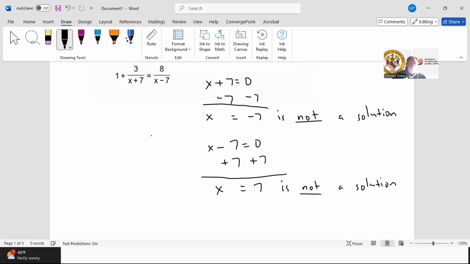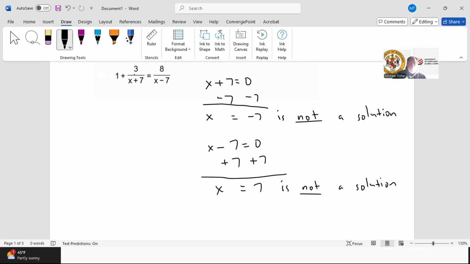Okay, so if negative 7 and 7 each happen to come up later as possible solutions, we will throw those out. All right. So anything else but negative 7 and 7 is a candidate of a solution.